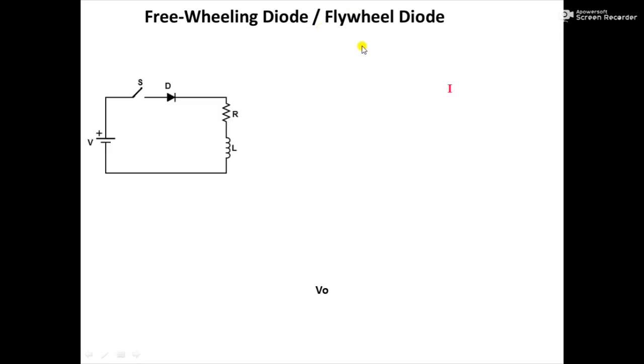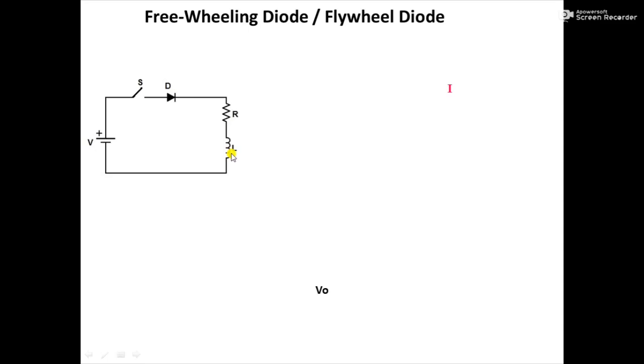Now before we go into the details of choppers, let us first have a look at the freewheeling diode, which is also called a flywheel diode. For studying this, let us see this circuit. This is the voltage supply here, which is a DC voltage supply. There is a switch connected, a diode with anode and cathode placed here, and the load consists of a resistive and an inductive part. So this is an RL load.